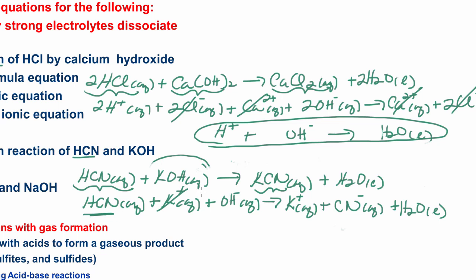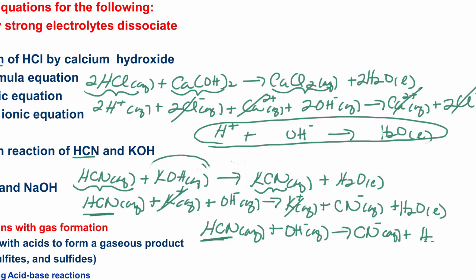Notice here the only ions that cancel out are the potassium ions. So my net ionic equation would be the hydrocyanic acid plus hydroxide ion, because we still have some of this in solution. It does not completely dissociate. It's a weak acid. Then here we have cyanide ion plus water. So that is my net ionic equation.